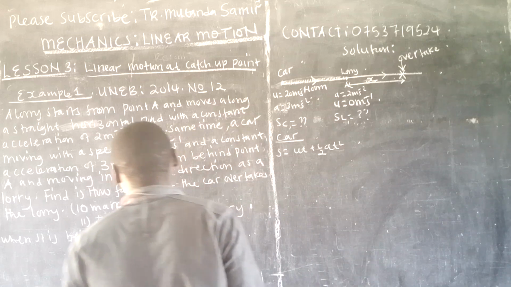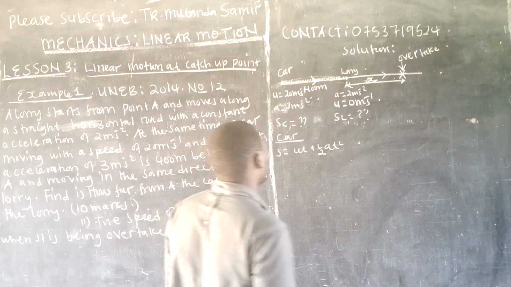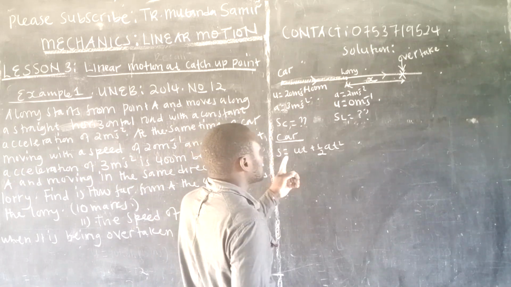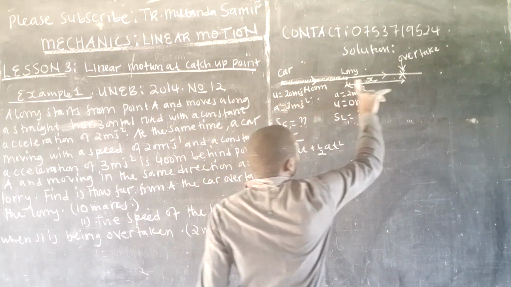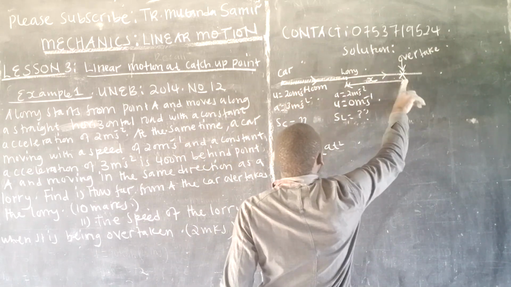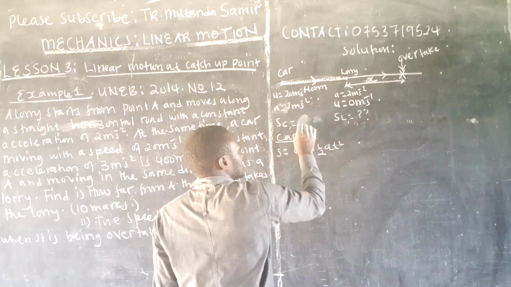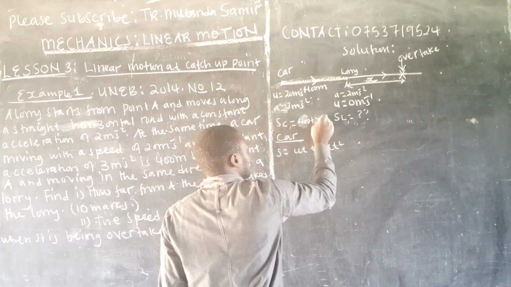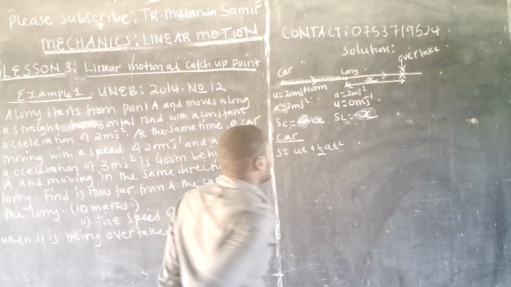Will that equation work? Do we have the time given in the question? No, we don't have it. So maybe we just have to work it out. Now, what's the distance covered by the car? The car moved from here up to the point where they will overtake. That will be 400 plus x. So SC is 400 plus x. The distance covered by the lorry is from here up to the point of overtake, which is x.